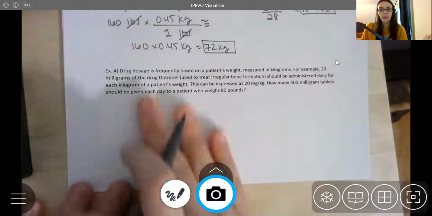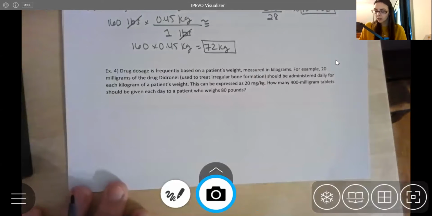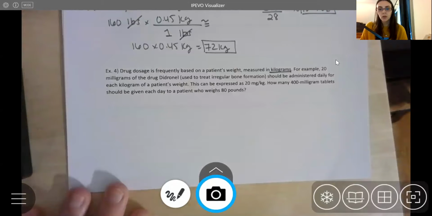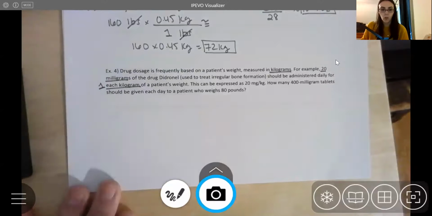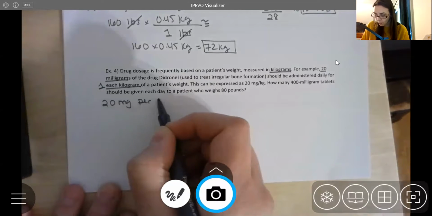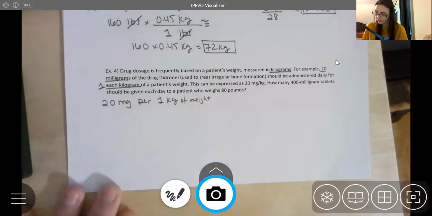All right. One last example here with weights, and again, this is a really common application. So drug dosage is frequently based on a patient's weight, and it's often given in kilograms. So for example, 20 milligrams of the drug Didronol, which is used to treat irregular bone formation, should be administered daily for each kilogram of a patient's weight. So we're giving 20 milligrams for each kilogram. When you see that word each, you want to think 1. So we give 20 milligrams per 1 kilogram of weight. So this can be expressed as 20 milligrams per kilogram.